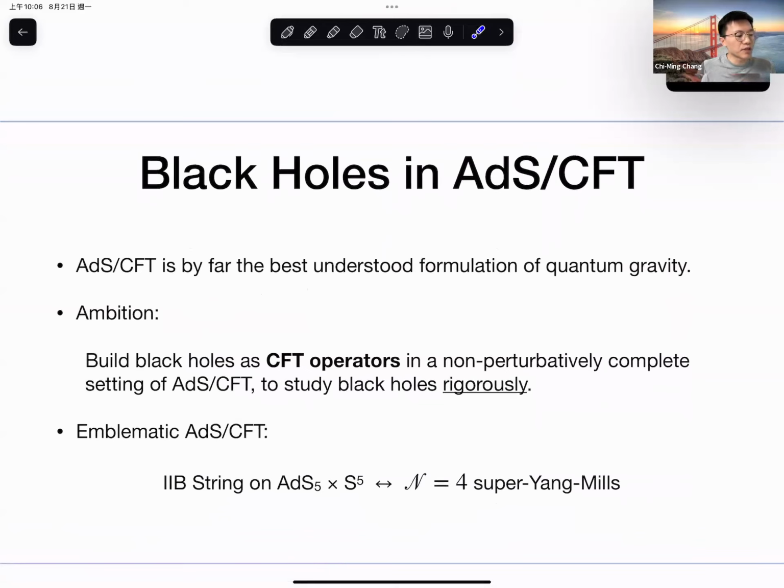The AdS/CFT correspondence is by far the best understood formulation of quantum gravity. One ambition we have is to build black holes as CFT operators in the non-perturbative, complete setting of AdS/CFT. With this, we can study black holes rigorously. The particular AdS/CFT setting that we will consider is type IIB string theory on AdS5 times S5 on the gravity side, and N=4 super Yang-Mills on the CFT side. So it's basically the first example of the AdS/CFT correspondence.